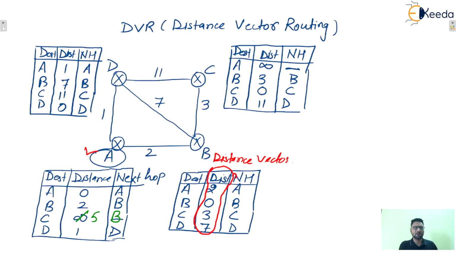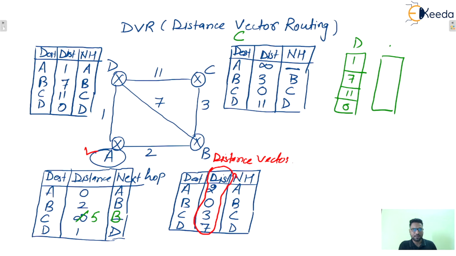Let's say now we are going to update the routing table of C. So C will receive the distance vectors from D. This is the distance vector of D, and one more distance vector will be from B, that is 2 0 3 7, because B and D are the neighbors of C only. Now you can do these calculations directly, no need to write anything else.